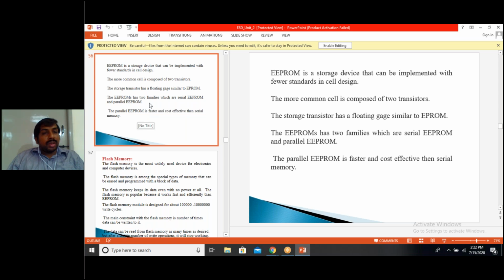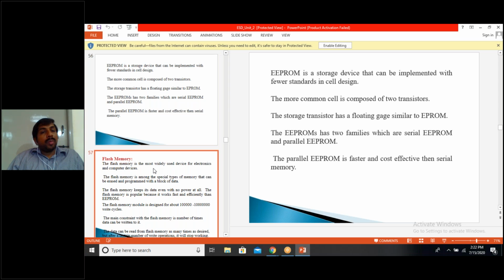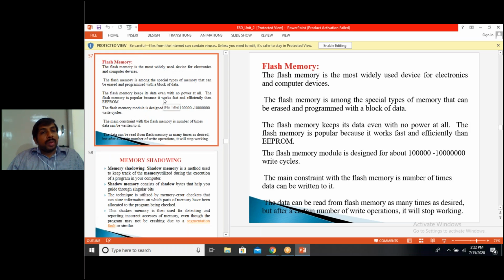And again, the subclassification of EEPROM is serial EEPROM and parallel EEPROM. Parallel EEPROM is faster and cost effective compared to serial EEPROM. Flash memory.